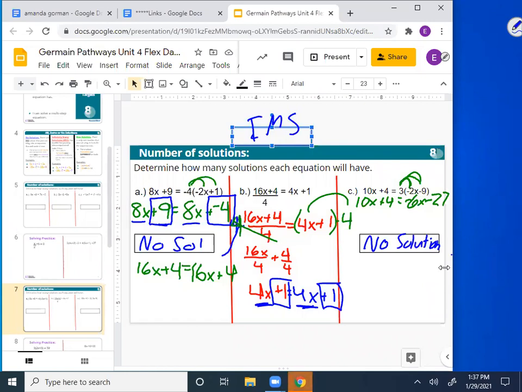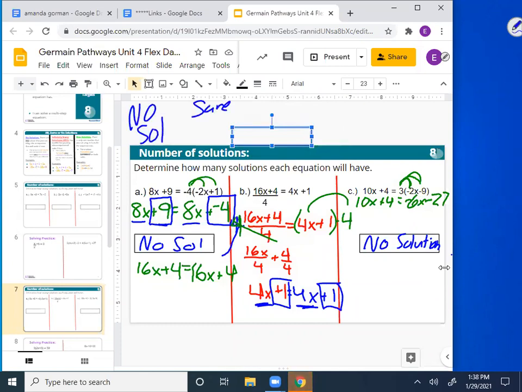What are we thinking? Agree or disagree? Well, no, you don't need to do any work. You don't need to go any further than this. You look at your variables, you look at your constants. What do we notice about our variables? They're different. So automatically, how many solutions is it going to have?